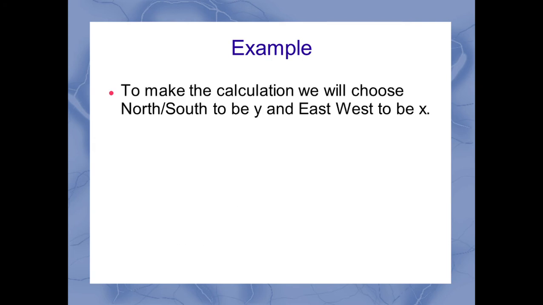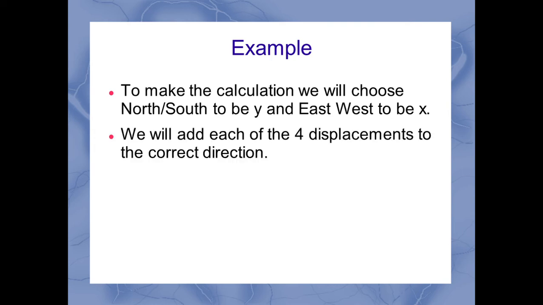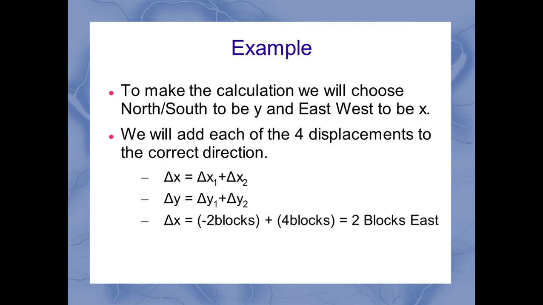So the north and south, just because as we draw it, it usually is in the vertical direction, we'll use that as y, and then east-west will be our x direction. So all 4 displacements kind of move together. Horizontally, we had 2 east-west motions, and we had 2 north-south motions. In the horizontal, we went 2 blocks west and 4 blocks east. That combines to be 2 blocks east. And then north-south, we did 4 blocks north and 2.5 blocks north. So that's 6.5 blocks north.